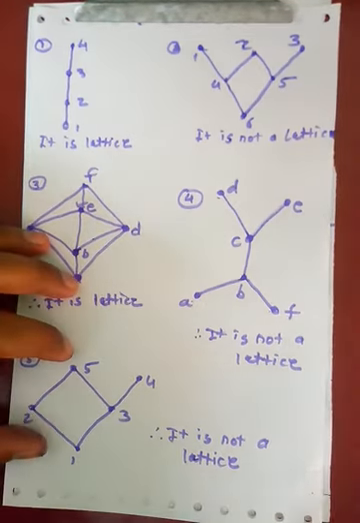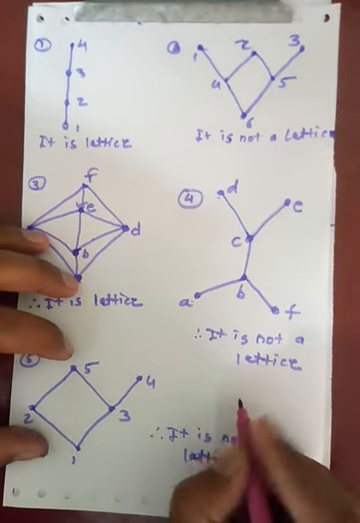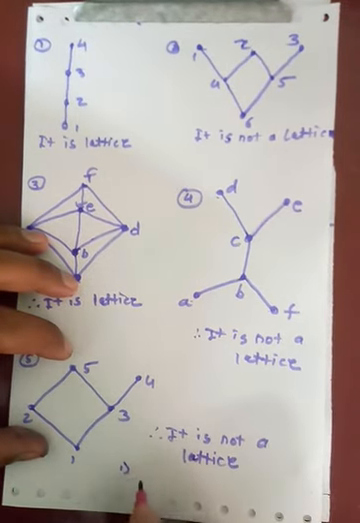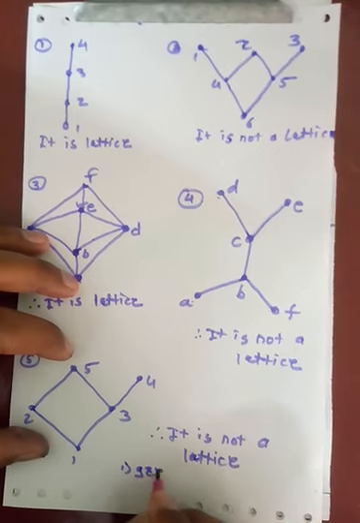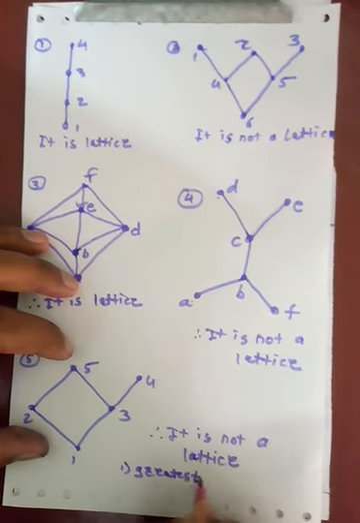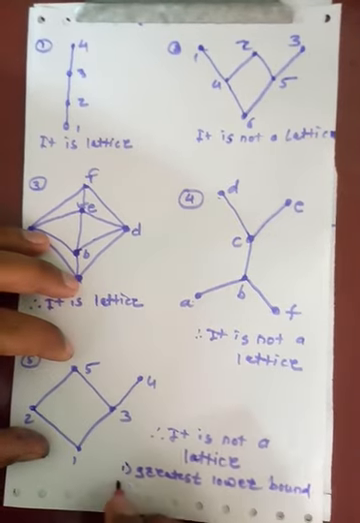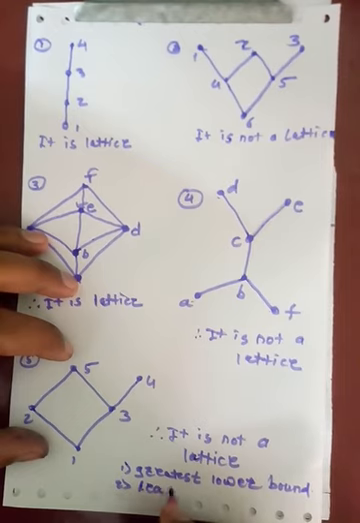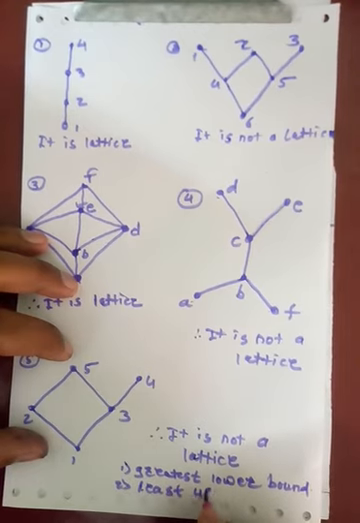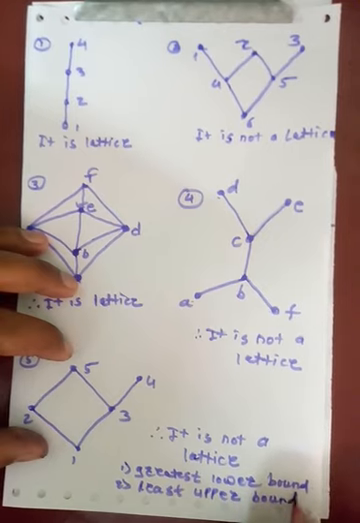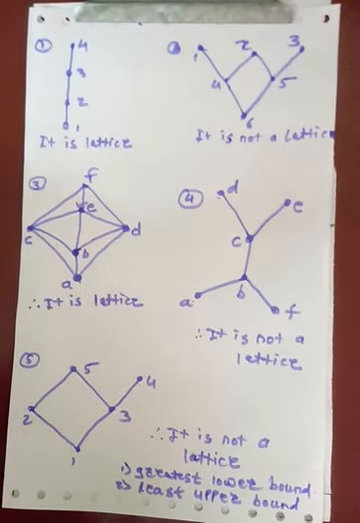So this is about the lattice, to check whether a given Hasse diagram is a lattice or not. For that we have to check two conditions, that is, the greatest lower bound and the least upper bound. If these two conditions are satisfied for every pair, then it is a lattice.